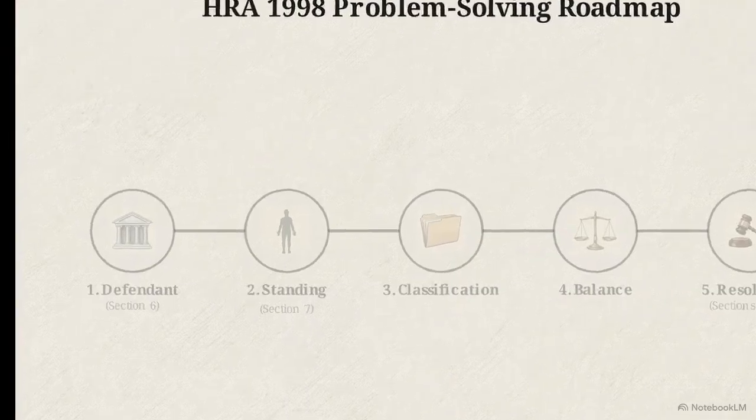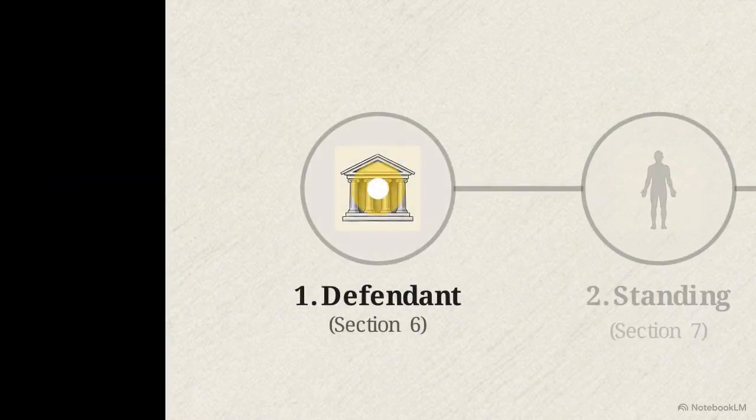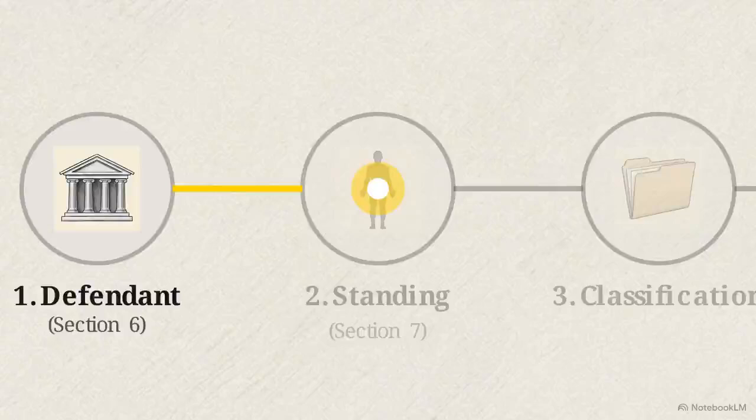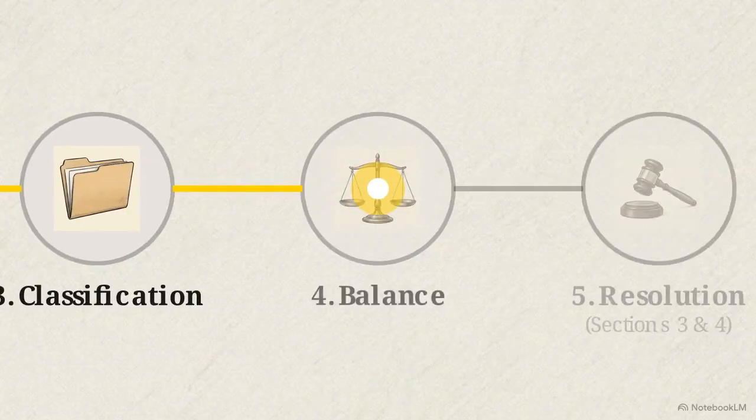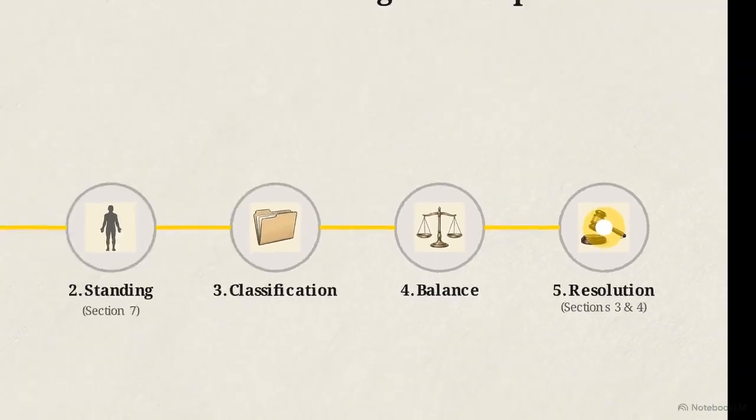Let's recap your mental model. Identify the public authority under Section 6. Prove your claimant is a victim under Section 7. Categorize the right in the three-tier taxonomy. Run the state through the justification calculus. Finally, apply your remedies using Sections 3 and 4.